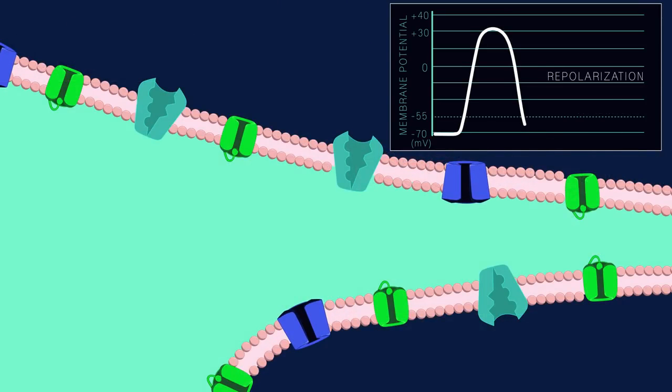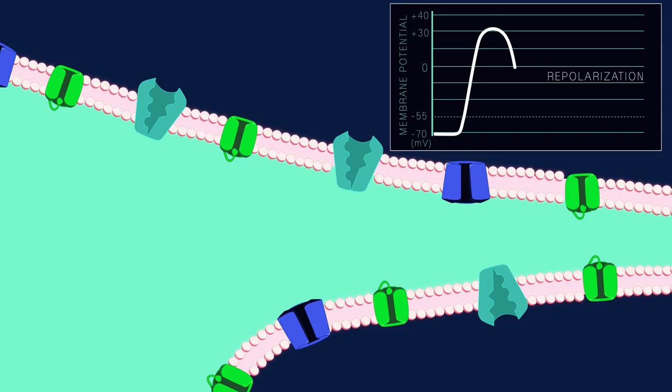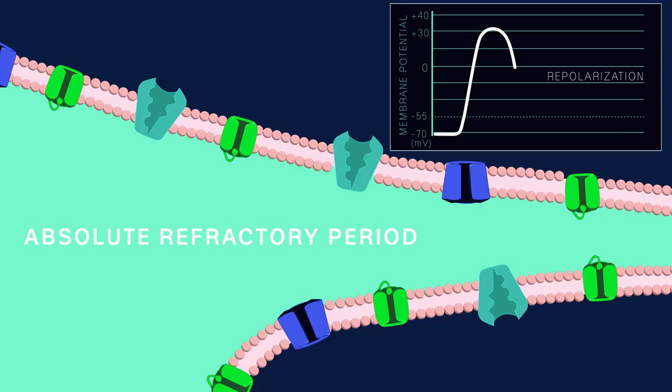During repolarization, the inactivated sodium channels won't respond to any stimulus at all. During this time, the neuron is in its absolute refractory period, the period of time when a nerve cannot fire another action potential no matter how strongly it's stimulated. The absolute refractory period prevents action potentials from happening again too quickly and prevents the action potential from traveling backwards along the axon.